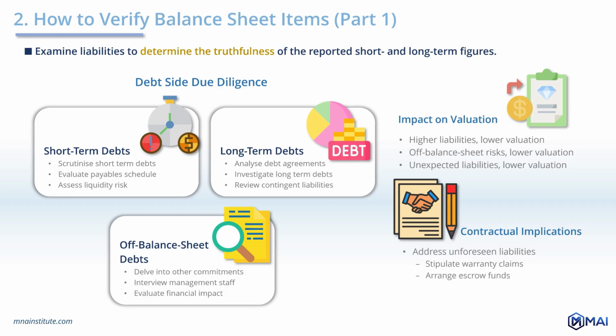Escrow funds. Set aside a portion of the purchase price in escrow to cover any unforeseen liabilities. Post-closing adjustments. Include terms for adjusting the transaction value based on actual liabilities discovered post-acquisition. These measures ensure the buyer is safeguarded against potential financial risks arising from undisclosed liabilities.